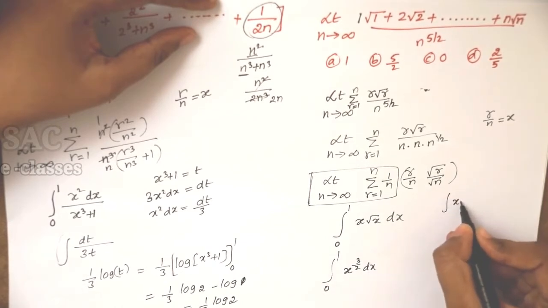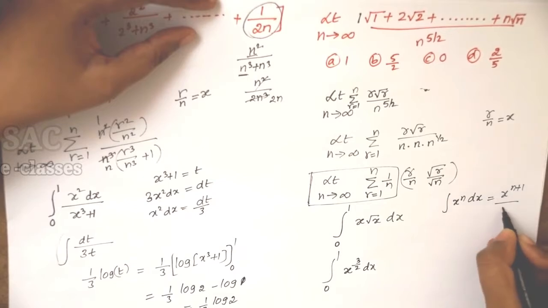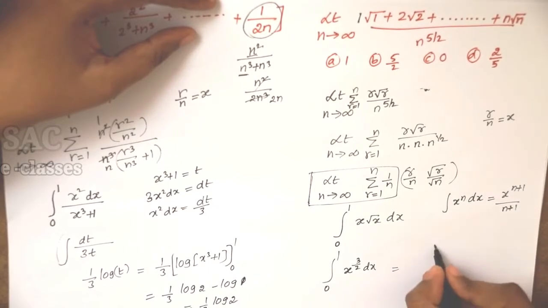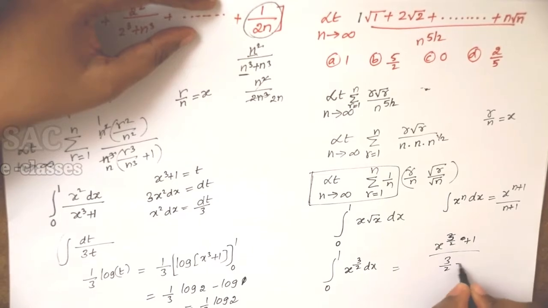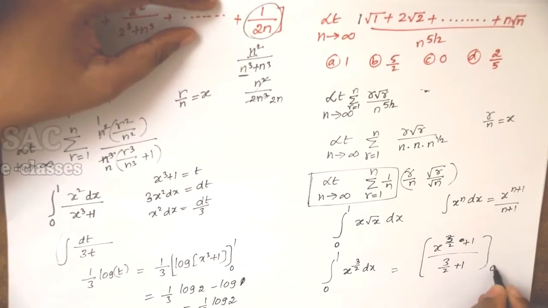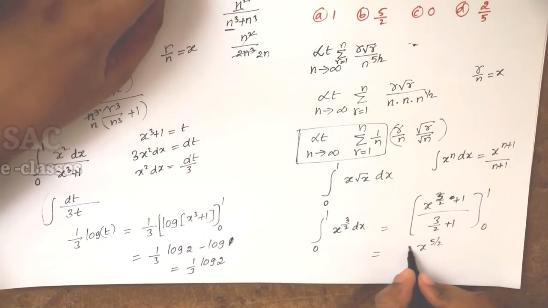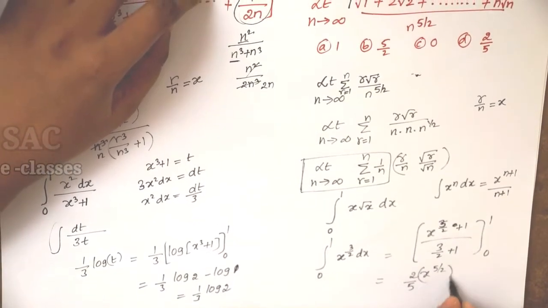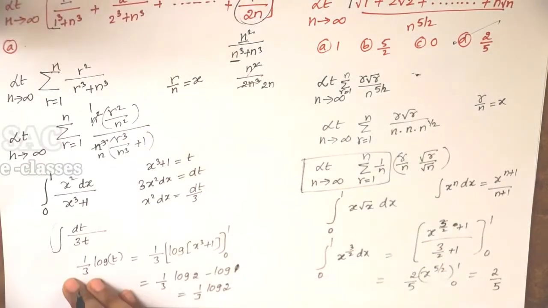Just recall the integration of x power n. We know that it is x power n plus 1 by n plus 1. So clearly x power 5 by 2. How did I get 5 by 2? It is 3 by 2 plus 1, over 3 by 2 plus 1, with limits 0 to 1. Now x power 5 by 2, the 5 by 2 will become its reciprocal, 2 by 5. Apply the limit. Clearly 2 by 5 will be the answer. Hence we got option D.